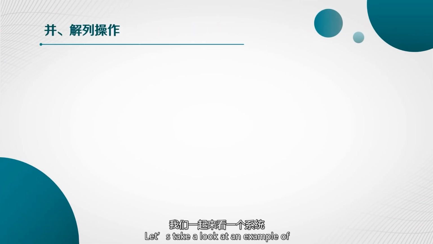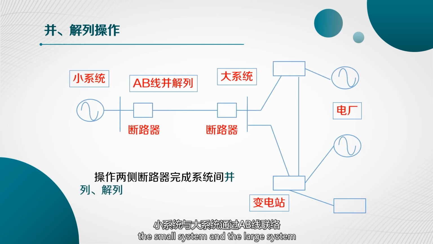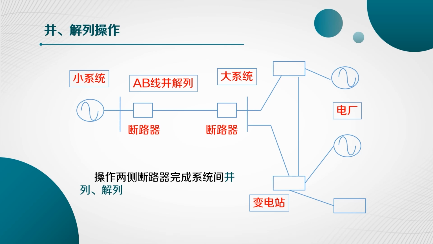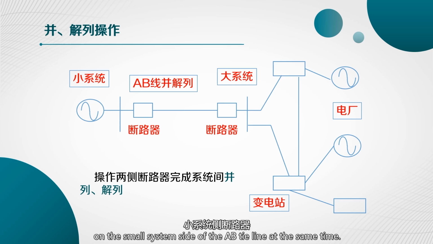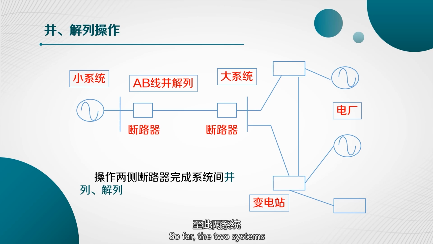Let's take a look at an example of the paralleling and decoupling of the system, as shown in the figure. The small system and the large system are connected through the tie line. Due to the function of the tie line, the system can be paralleled and decoupled. Let's first achieve the paralleling of the system, assuming that the circuit breakers on both sides of the tie line are in the open position. The first step is to close the circuit breaker on the large system side of the tie line, and the second step is to close the circuit breaker on the small system side of the tie line. So far, the two systems are paralleled to form a larger system.